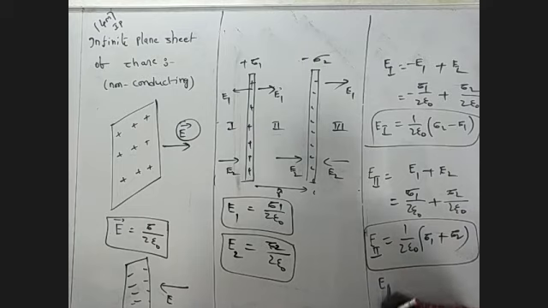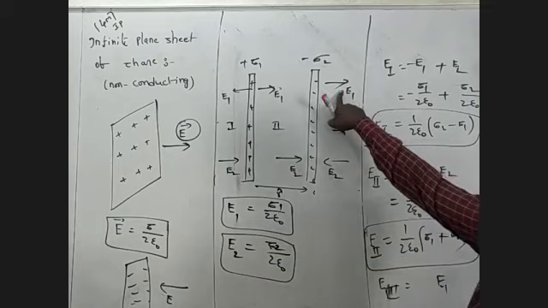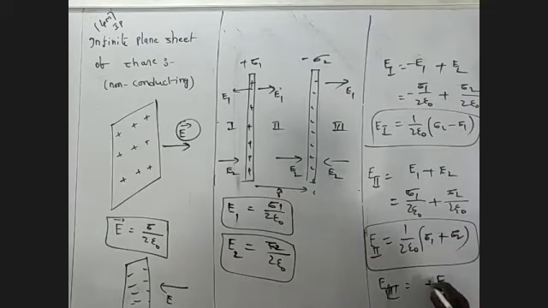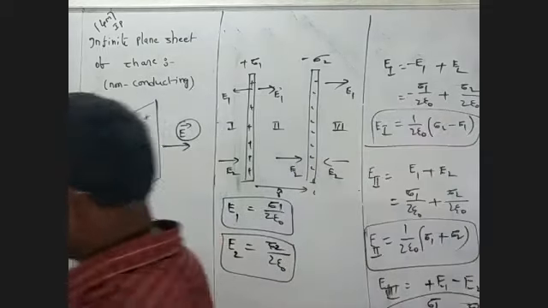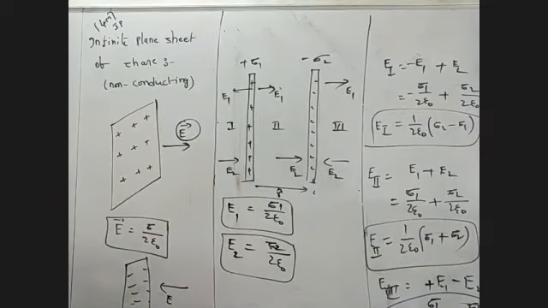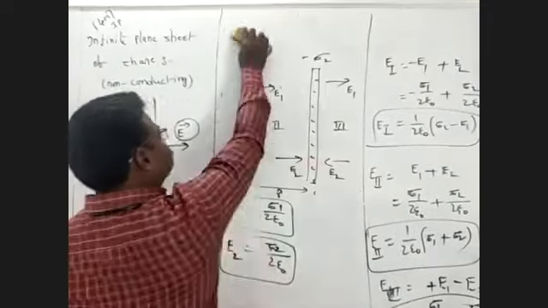Next, the E3 value. What is the value of E3? The direction of E1 and the direction of r cap are both in the same direction. E2 and r cap are in opposite directions, so minus E2. So E3 is sigma 1 by 2 epsilon naught minus sigma 2 by 2 epsilon naught. This is your answer for the E3 region. Next, the next model.